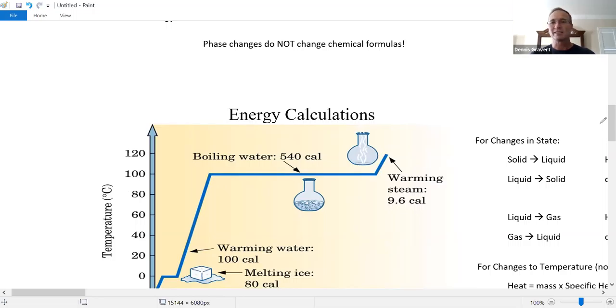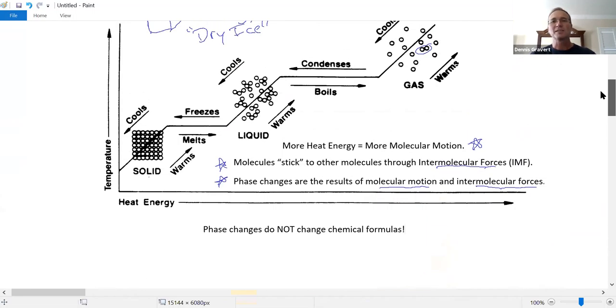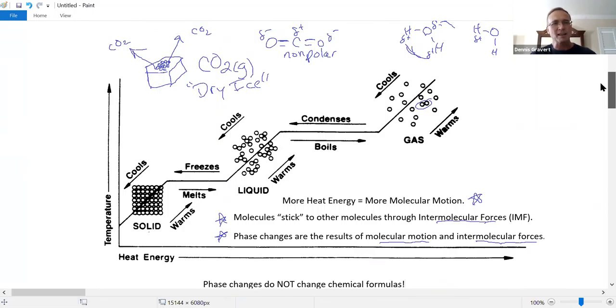Okay, energy calculations. So we talked about this conceptually. What's the concept here? What's happening in a phase change? And I hope you have a good understanding of that.